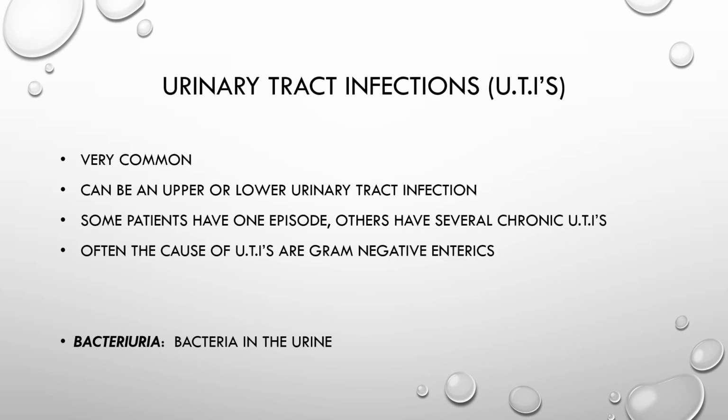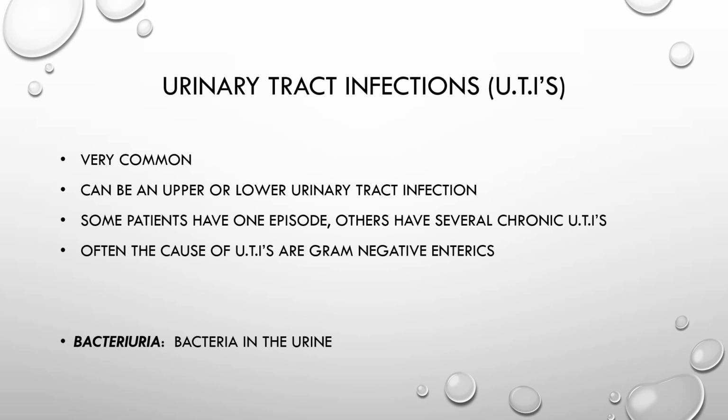Urinary tract infections are very, very common. There's about 2.7 million people that visit the hospital ER every year for urinary tract infections. They can be upper or lower urinary tract infections. The upper urinary tract infection includes the kidneys and ureters, while the lower urinary tract infection could include the bladder, the urethra, and in males, the prostate. Some patients have just one episode in their lifetime, and others have several chronic urinary tract infections.